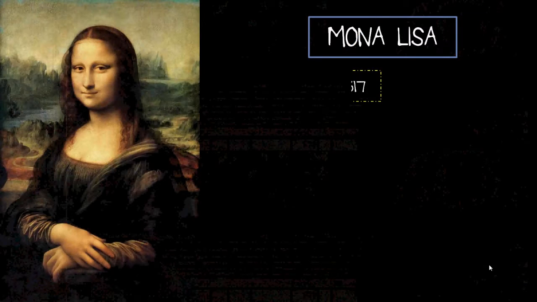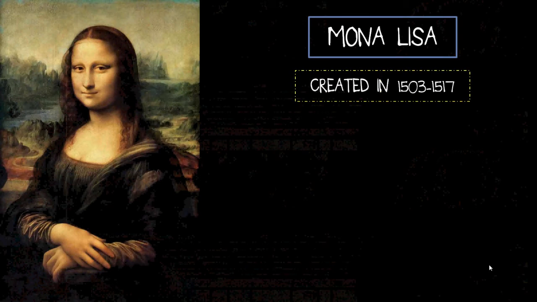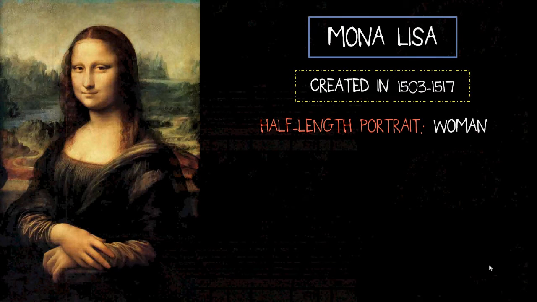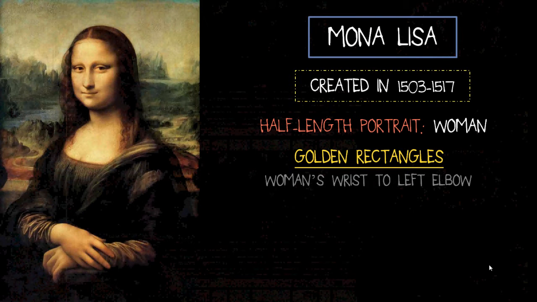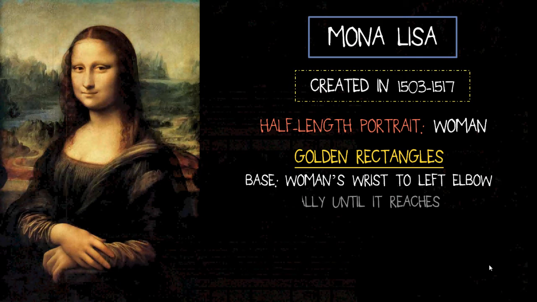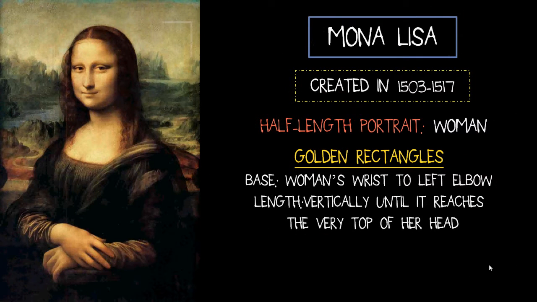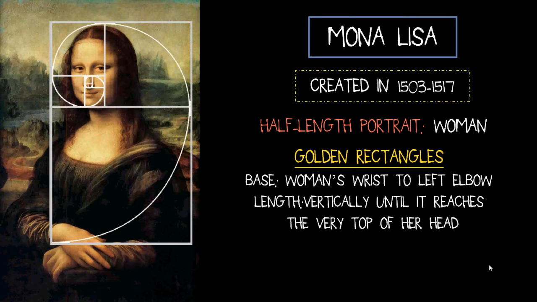Mona Lisa. Created in 1503 to 1517, this half-length portrait of a woman includes lots of golden rectangles. Here, we can draw a rectangle whose base extends from the woman's right wrist to her left elbow and extend the rectangle vertically until it reaches the very top of her head. That is the golden rectangle.